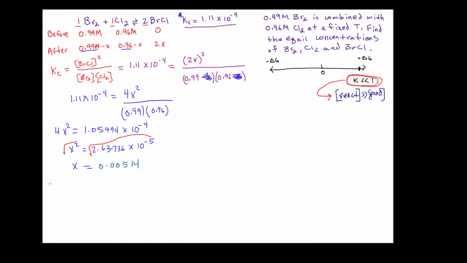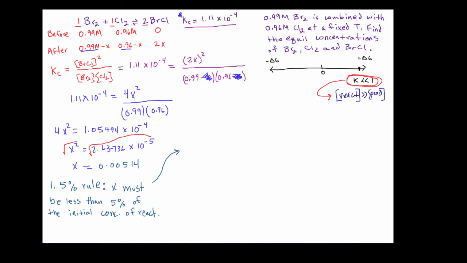So the first thing that we're going to do is what's called the 5% rule. And what the 5% rule states is that x must be less than 5% of the initial concentration of reactant in order for the assumption to hold up. Okay, so let's do that test first.